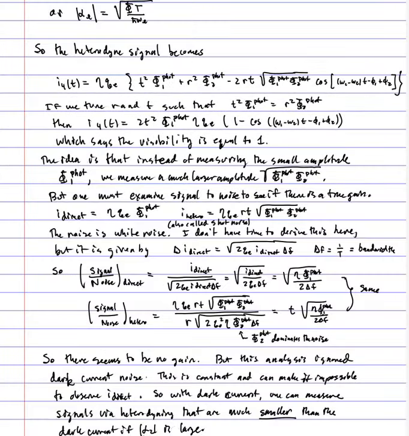But the key point is actually in the equation above. You see, instead of having to measure phi 1 phot, which is very small because we have a weak signal that's coming in, the amplitude of the oscillation is given by the square root of phi 1 phot times phi 2 phot.